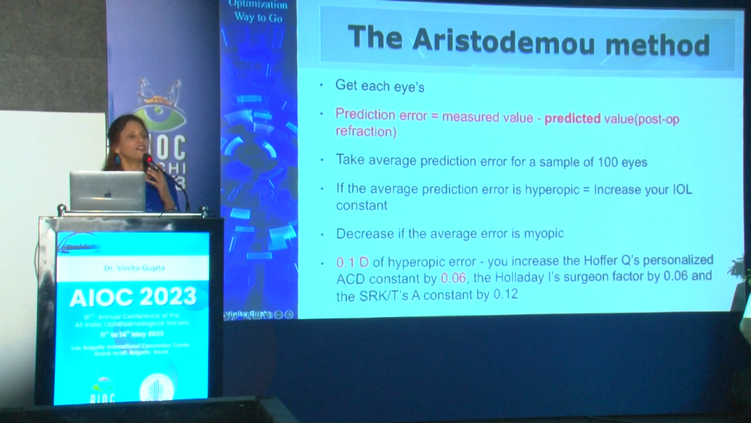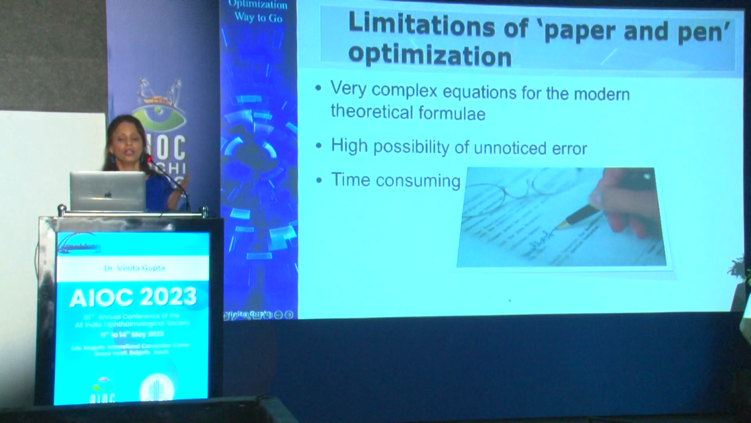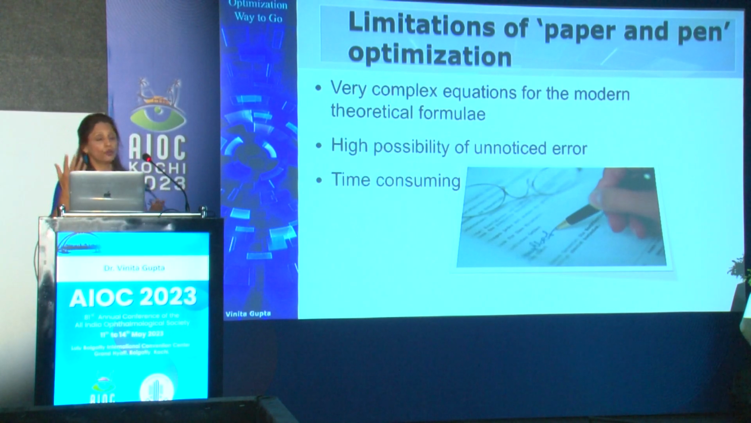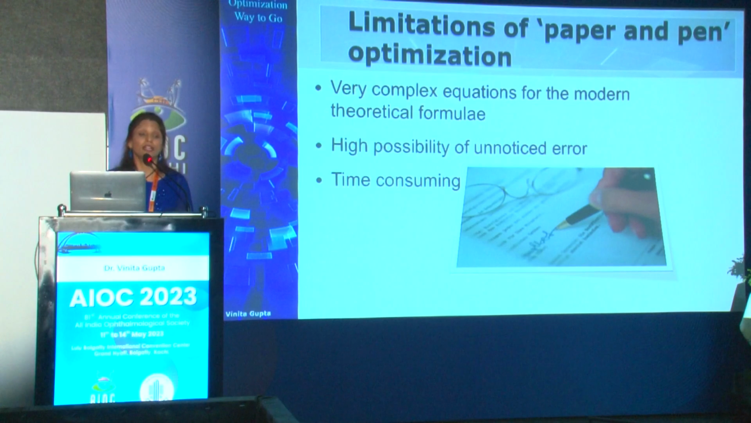And for every 0.1 diopter, I'm just giving you an example here. For 0.1 diopter of hyperopic error, if you use the Hoffer Q, he says please increase it by 0.06. For Holladay, increase it by 0.06 again. And for SRK/T, increase it by 0.12. But this is another method, which requires almost again 100 eyes and again requires you to do a lot of manual calculations. So the limitations of this manual paper and pen optimization are, as I showed you, very complex equations, high possibilities of manual unnoticed errors which may come in, and a time-consuming task.